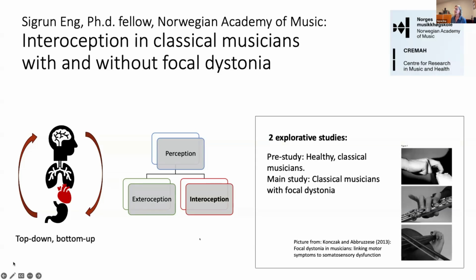And in my project, I'm interested in the interoception in musicians. So I will do one study with healthy classical musicians, and then I will do a study with classical musicians with focal dystonia, which is a task-specific ailment, a kind of neural ailment where the muscles don't respond as you expect them to. So often a finger will curl up, or the lips of a wind player will not respond as the musician expects.